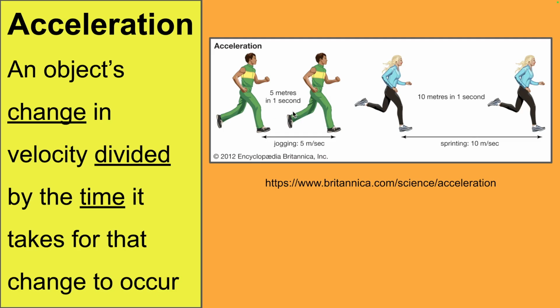All right, acceleration is our last term that we're going to discuss today. And acceleration is an object's change in velocity divided by the time it takes for the change to occur. So simply put, it's a complicated definition, but it doesn't need to be. If you would think about velocity, remember it's got 2 elements. It's got speed and direction.